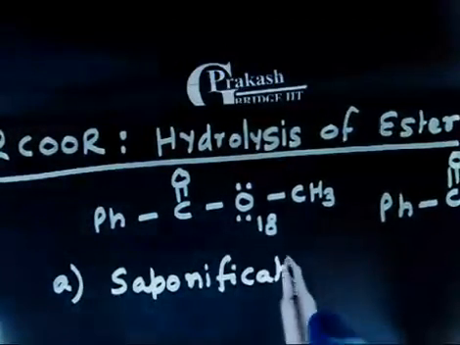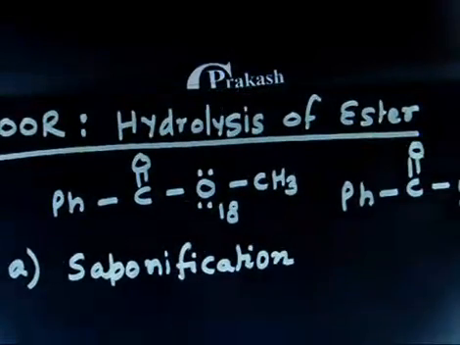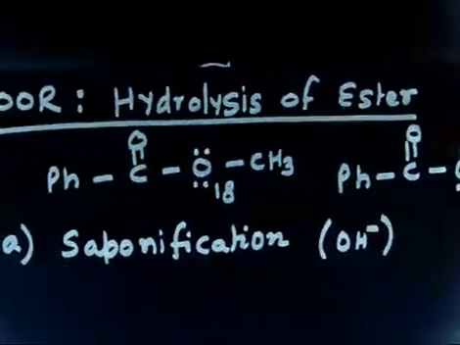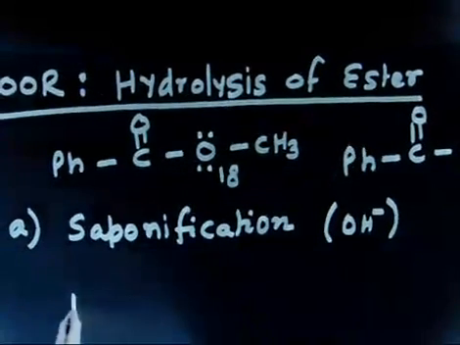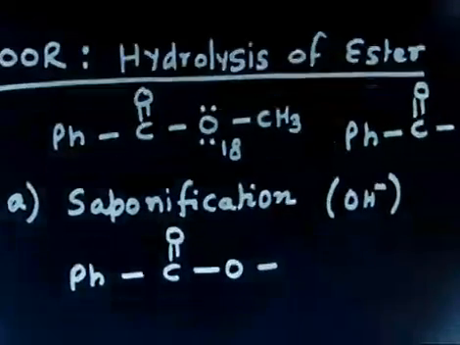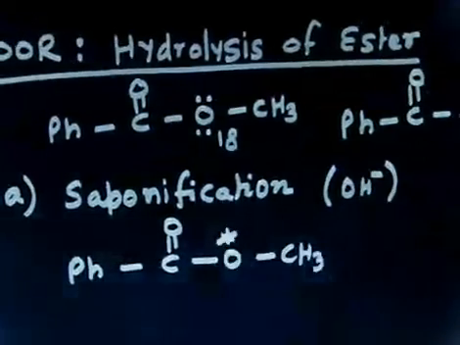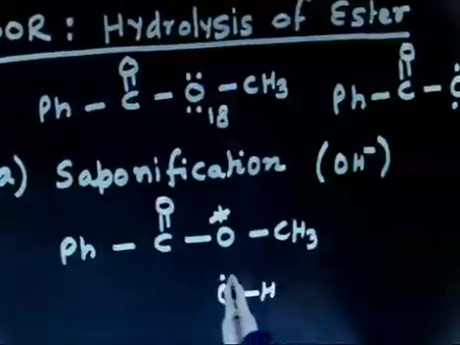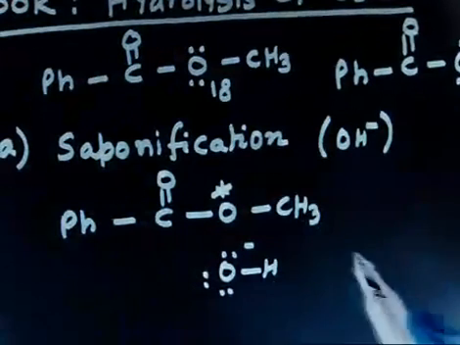What is saponification? Saponification is basically hydrolysis of ester in basic medium. So in basic medium, if you do hydrolysis, that is in the presence of OH minus, we call it saponification. So I think all of you can write this mechanism, PhCOO, and here I have CH3. Now this oxygen is a labeled oxygen, and then I have OH minus. Now what can this OH minus do in the first step?